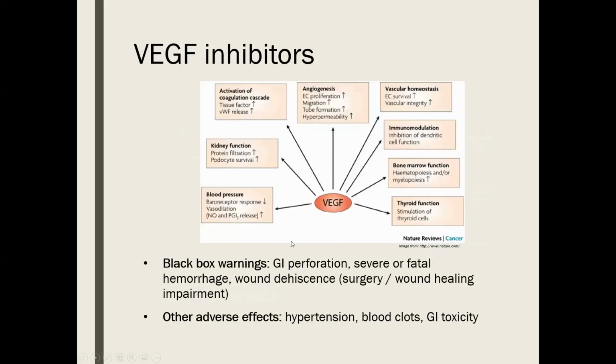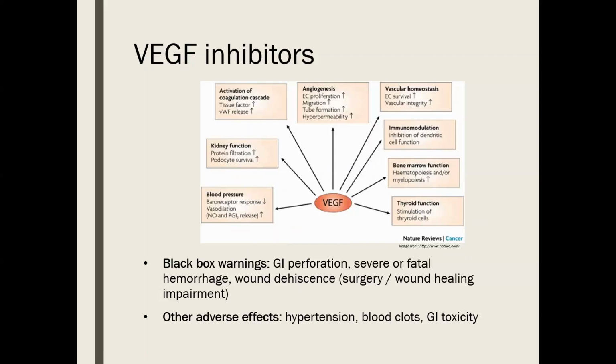We just wanted to talk briefly about VEGF because it is such a ubiquitous ligand that affects a lot of different things. So going from left to right on the slide here, VEGF has effects on blood pressure. It has effects on kidney function. It has effects on the coagulation cascade as well as angiogenesis, vascular hemostasis, immunomodulation, bone marrow function, and thyroid function. So anytime that you're modulating this for effect, you can expect a lot of different toxicities associated with that.